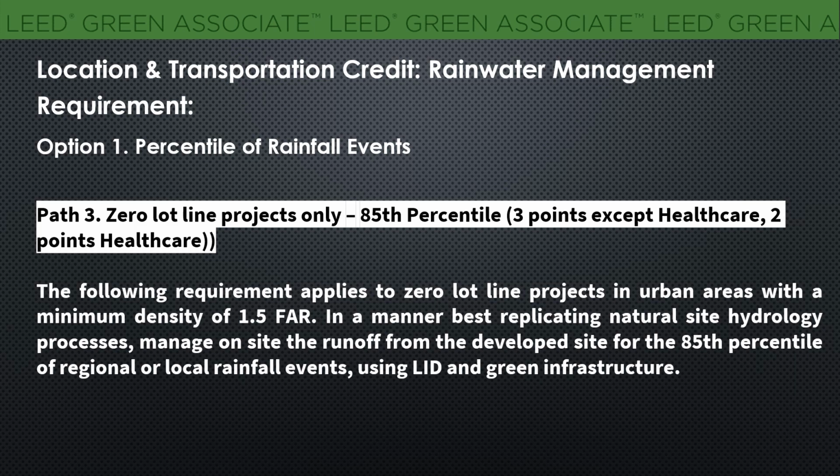There is one more path for this option, and it is for zero lot line projects. It is applicable to zero lot line projects in urban areas with a minimum density of 1.5 floor area ratio. Here the 85th percentile is taken and it gets 3 points, except for healthcare, and 2 points for healthcare.